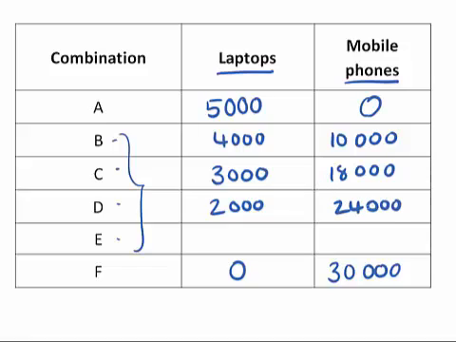24,000 mobile phones. Or they can produce as little as just 1,000 laptops, and then they have enough resources left to produce 28,000 mobile phones.